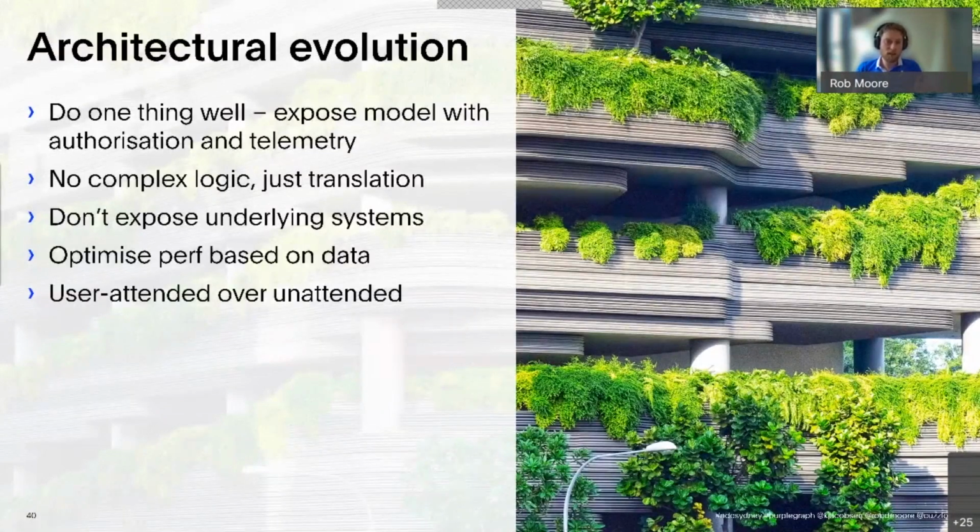One of the things that we've done to address that is we've been really, really clear to articulate that Purple Graph does one thing and it does it well. It exposes a model with authorization and telemetry. It's a secure innovation boundary. And because of that, we've got this rule. We don't add complex logic.